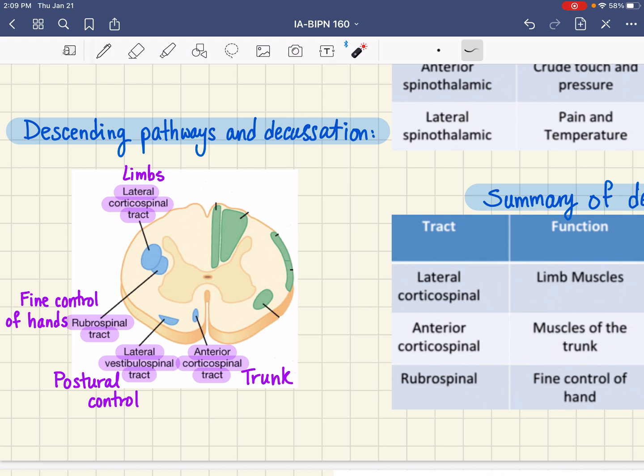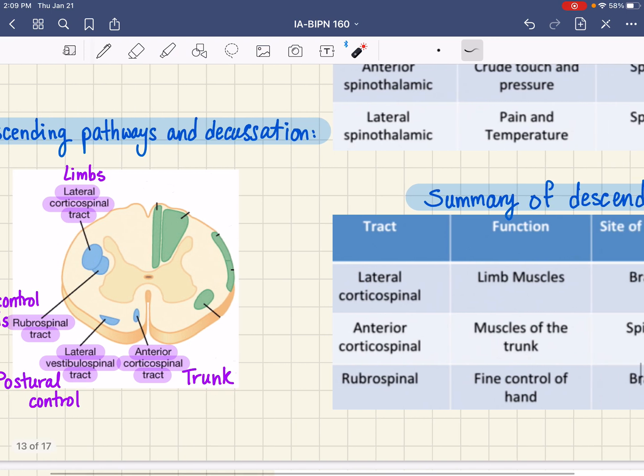I don't know why I thought of that example, but that's fine control of our hands. The lateral vestibulospinal tract carries motor information to our posture muscles. So just sitting upright, those are the muscles that are constantly working so I don't slouch off. And then the last one is the anterior corticospinal tract, and this tract carries motor information to use in somebody's trunk. So I think that would be torso. I'm not sure. I might have to Google trunk.